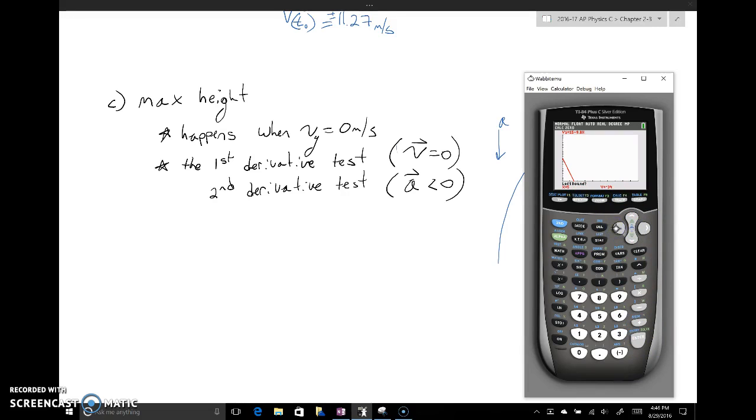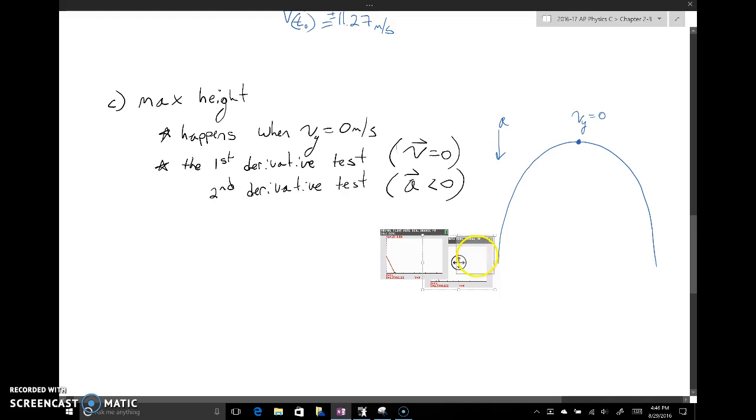Let's see where our cursor is. A little bit too far down there. There we go. Give it a guess. Yep, and it's about 1.5. We'll say 1.53.